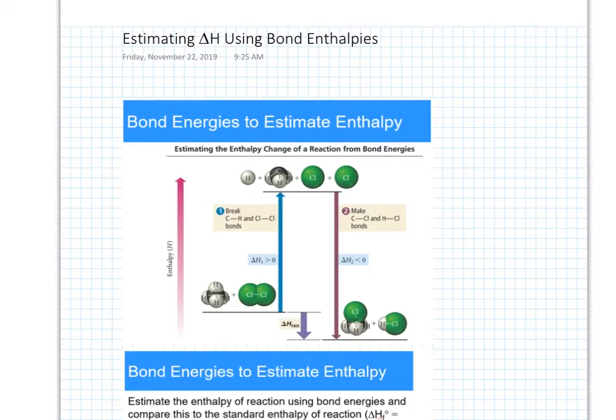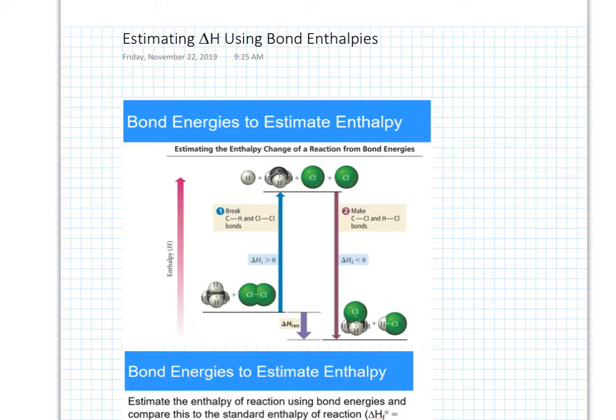We are going to talk about estimating delta H using bond enthalpies. Remember, delta H was a concept that we introduced in chapter 6. The way we calculated delta H's back in chapter 6 was we did calorimetry experiments. Burned Doritos in a calorimeter, measured how much heat was released, and using stoichiometry and a bunch of calculations involving Q and the heat capacity and all that other stuff, we were able to figure out the enthalpy of chemical reactions.